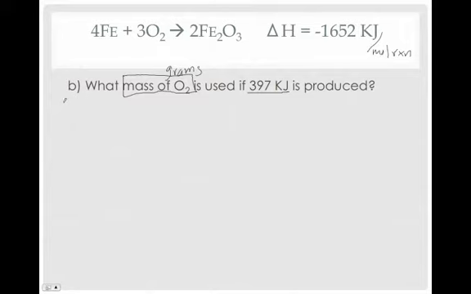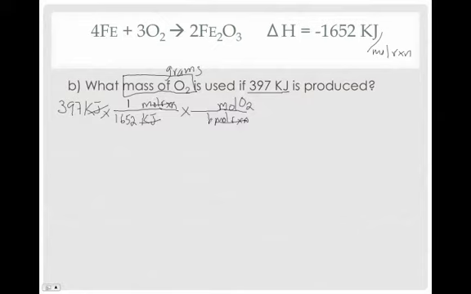So we start with our given just like before. So we start with 397 kilojoules, and we want to get rid of kilojoules, so we're going to put that on the bottom. And in order to get to O2, we need to get to moles of reaction first. So we know that that's 1,652 kilojoules per 1 mole of reaction, and our kilojoules will cancel out. And then we're going to go from moles of reaction to moles of O2. So our moles of reaction will end up canceling out. But for every 1 mole of reaction, we have 3 moles of O2.